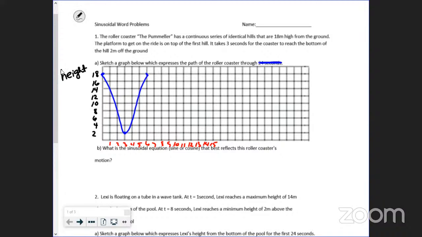So let's go ahead and write down the information we need to do this problem. We know the max is 18, and we know the minimum is 2. So what is the midline K at? 10. We should know that the absolute value of A, the amplitude, is 8.